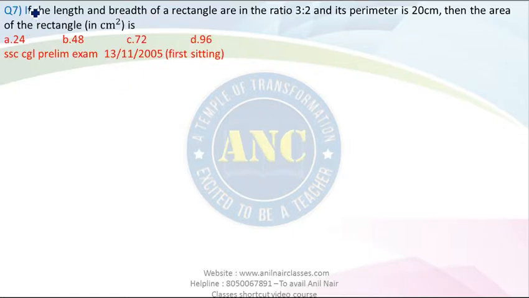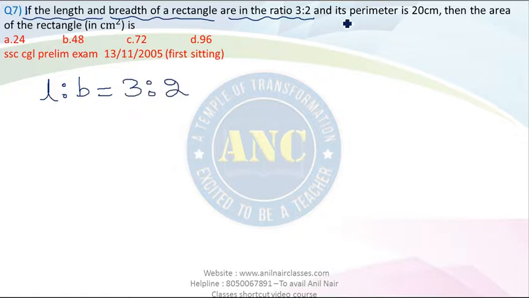See the next question, sir. Please see this next question. Your question says, if the length and breadth of a rectangle are in the ratio 3:2, and its perimeter is 20 centimeters, then find the area of the rectangle in centimeter square. Now, same logic.